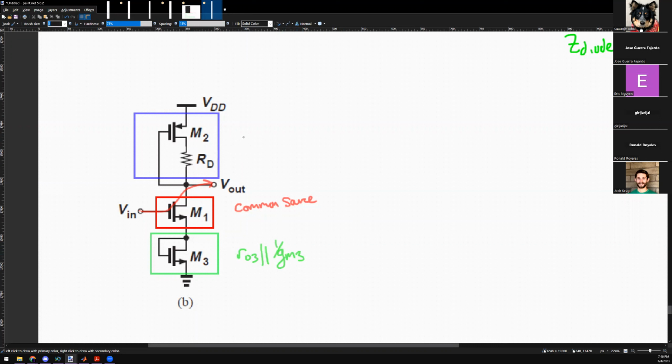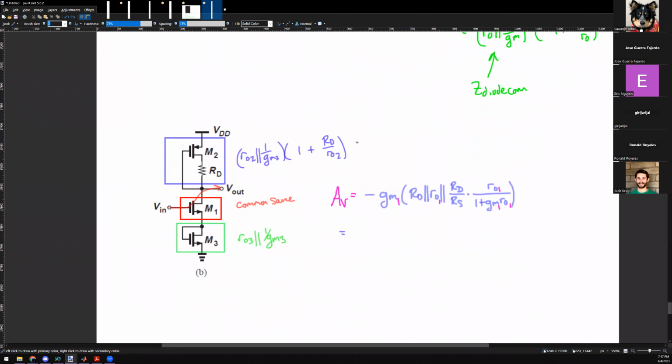Okay, and the blue, the upper one, is the one we just saw: R02 parallel 1 over GM2 times 1 plus RD over R02. Remember? Yep. Okay, and then I have a common source term, right? So the answer is gonna be, I'm gonna call this ZD and this the ZS. Or sorry, this is the ZD for the common source, and this is the ZS of the common source.